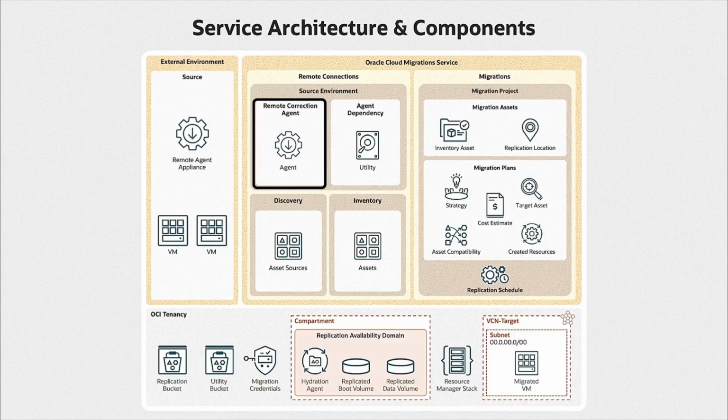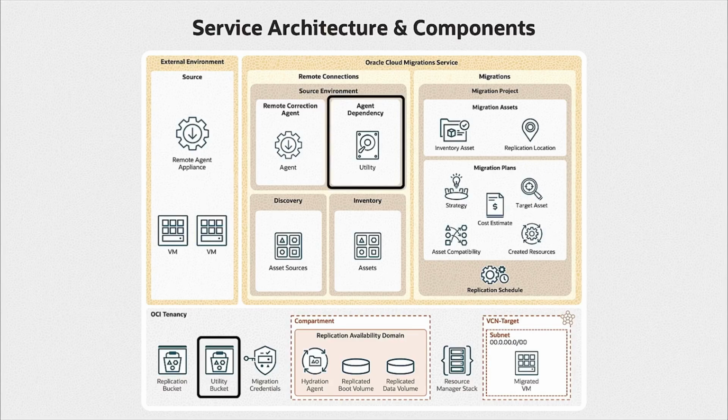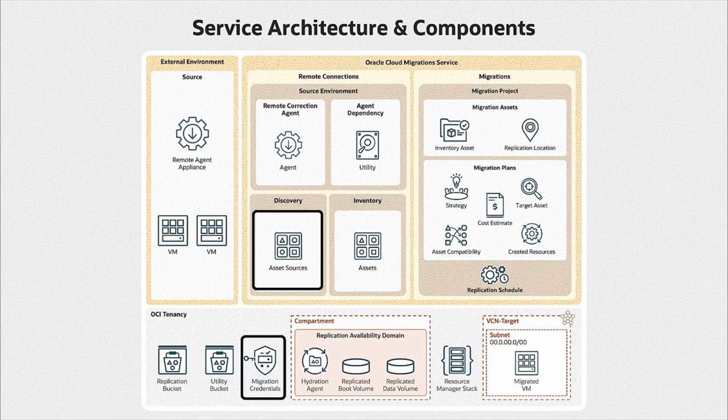There are mainly the discovery plugin, the replication plugin, and the agent health monitoring plugin. The replication plugin requires the VMware VDDK file accessible through an object storage bucket. This step is also called the agent dependency configuration. Remember, we have two object storage locations, one for the VDDK agent dependency and another object storage as the replication location. Then we create the asset source that has the migration credentials stored in the Vault service.